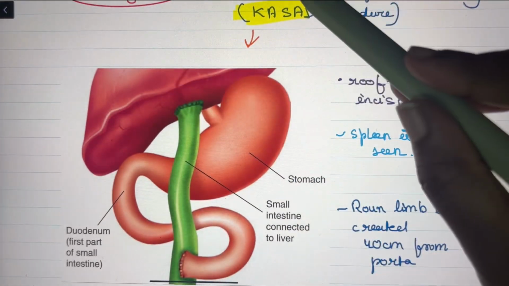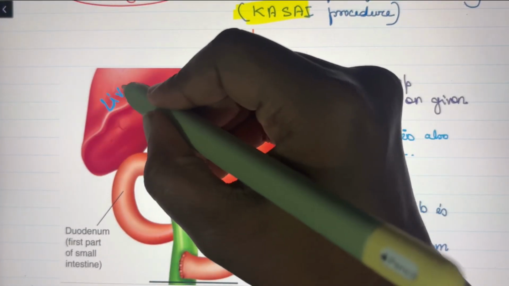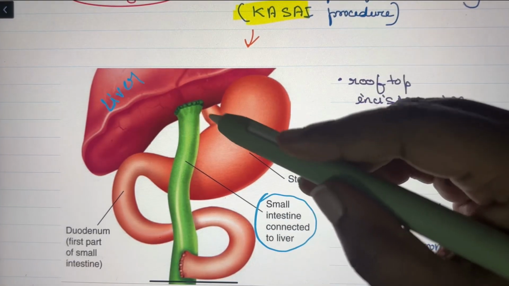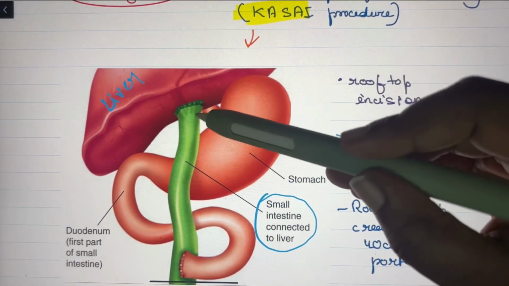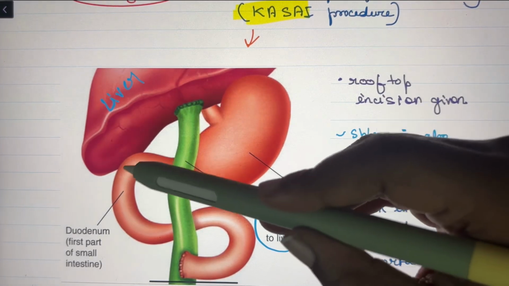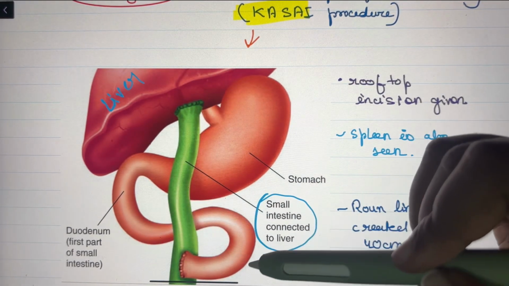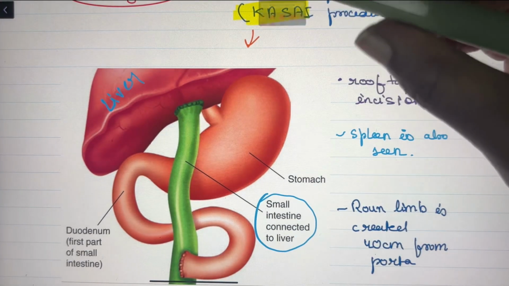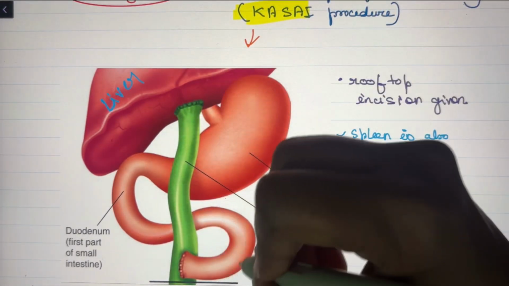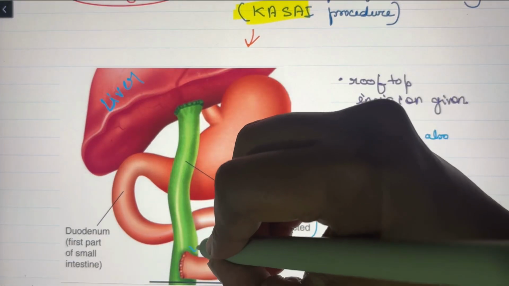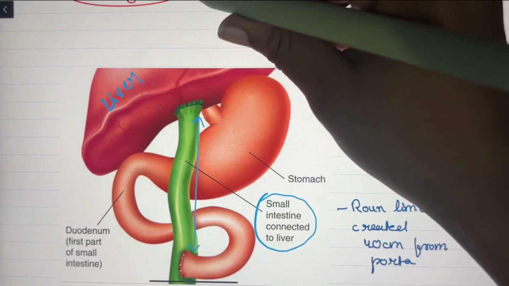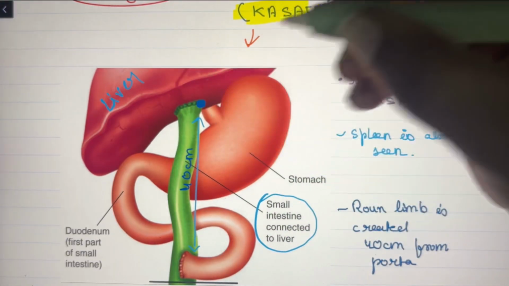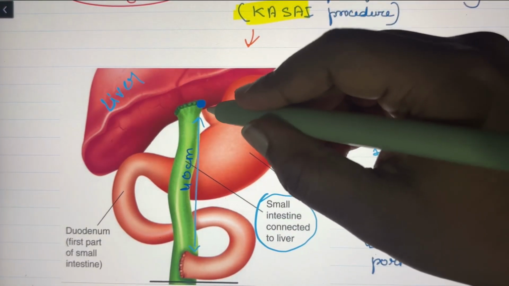As we can see, this is the liver. This is the small intestine connected to the liver, shown in green color. We have the stomach, and then we have the pylorus, duodenum, and this anastomosis. From this anastomosis, the Roux limb, as it is known, is connected approximately 40 centimeters from this portoenteric anastomosis.